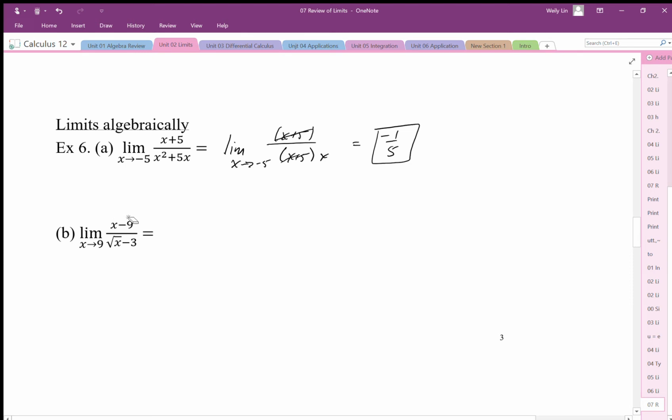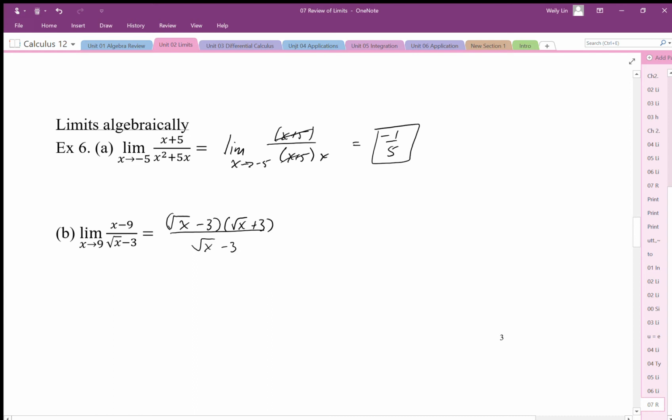Well, this one is kind of hard to see, but if we compare it to root x and 3, this is the square of root x and the square of 3. This is actually a difference of squares. We can express this numerator as root x minus 3 times root x plus 3. And then we end up with root x minus 3 on the bottom.